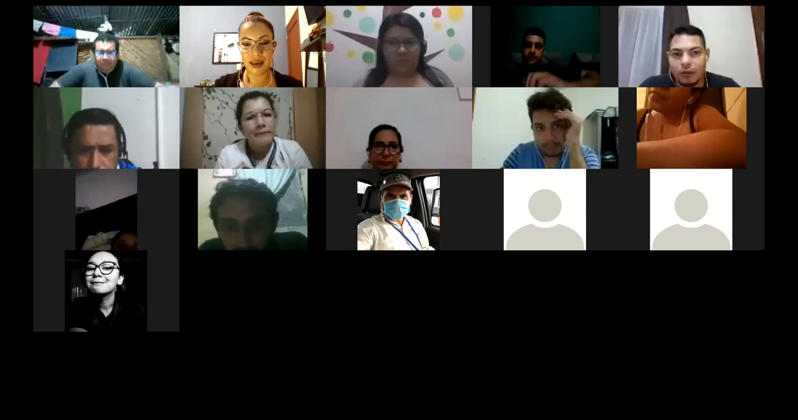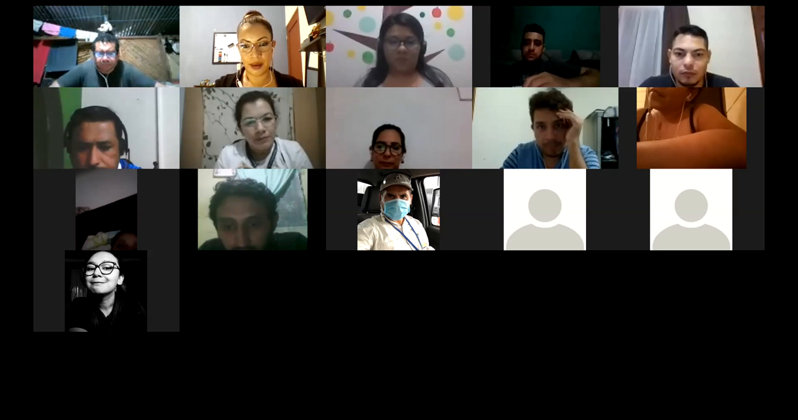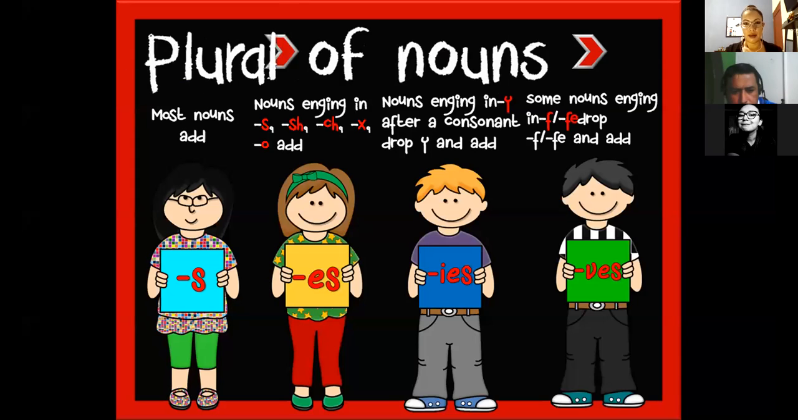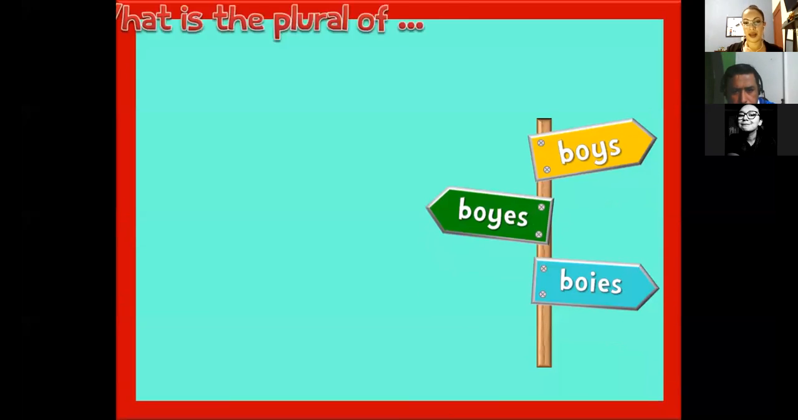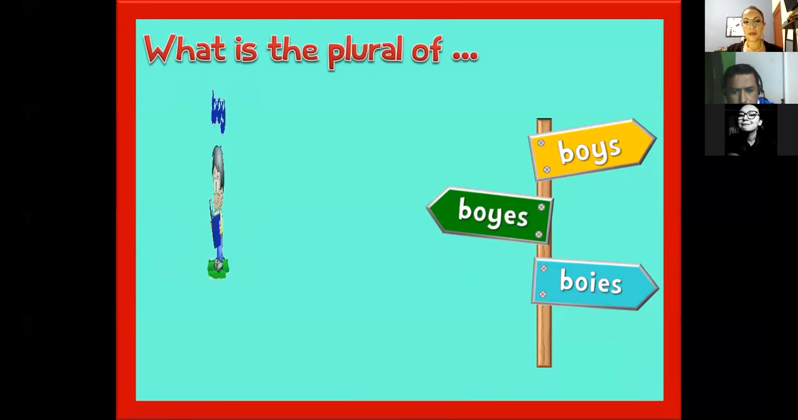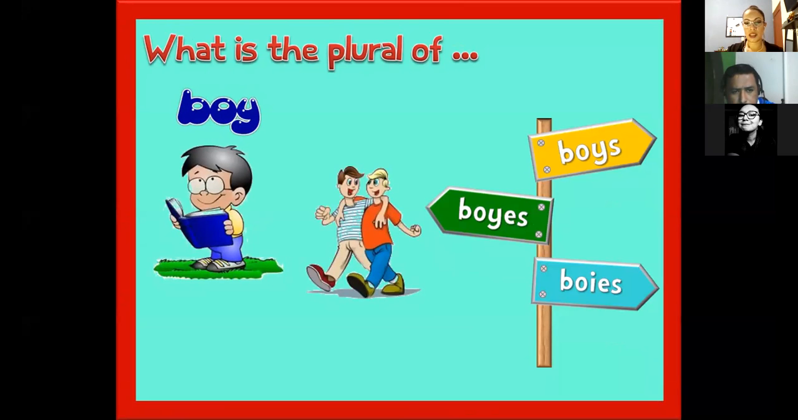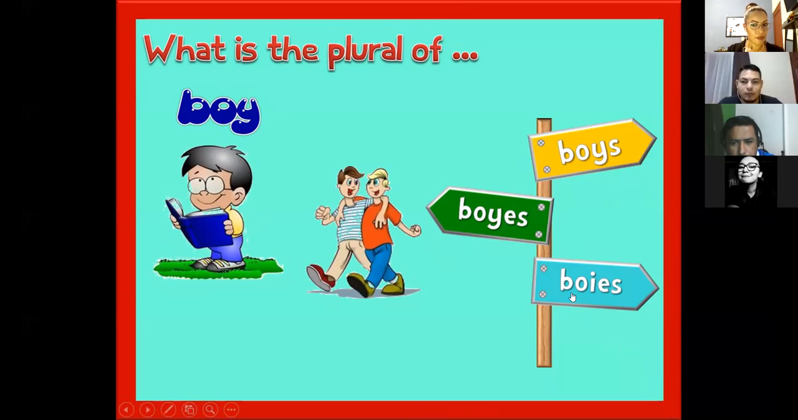And that's it. To continue practicing, I have another presentation. It's like a game. It's more practice for you. Okay, there we have the plural nouns, the rules that we have already studied. So, let's start. What is the plural of boys? Is it one, two, or three? One.